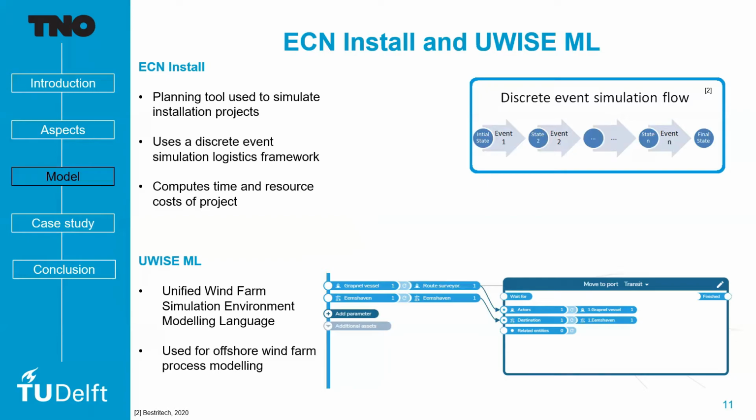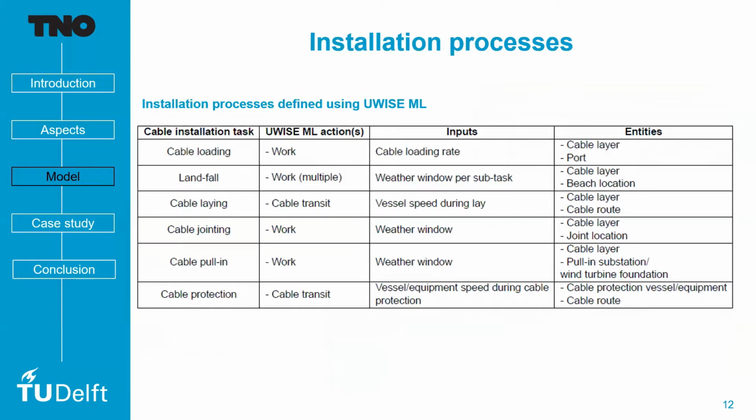It consists of connecting the entities involved in a process to variables that are defined. So here you can see these are entities: the vessels, the port location, and the distance. Here you can see the inputs, and here you can see UWISE ML actions. This is basically a typical set of UWISE ML actions that were assigned to the cable installation activities. Cable loading was represented by a work block. Cable laying was represented, for example, using a cable transit block. And the inputs are as follows.